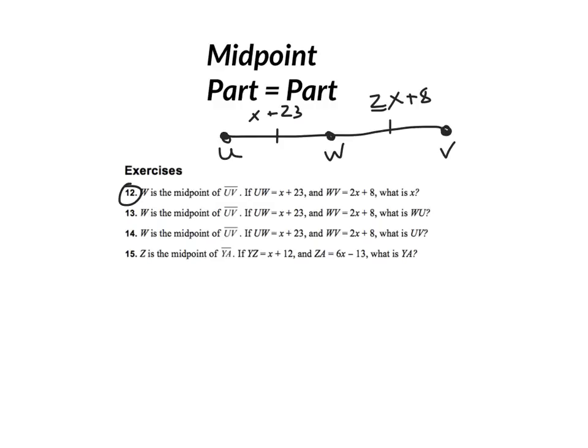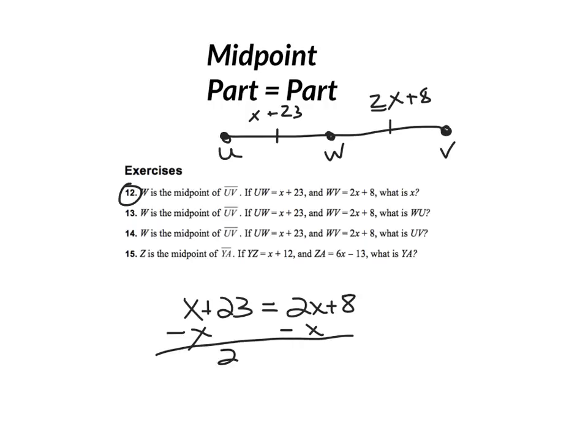Well, I know since W is the midpoint that I'm going to set x plus 23 equal to 2x plus 8. And now I'm going to solve. So I'm going to subtract x from each side, to get all the x's to one side of the equal sign. That becomes an x, and then a plus 8. 2 minus 1 is 1. And then to get x by itself, I'm going to subtract 8.